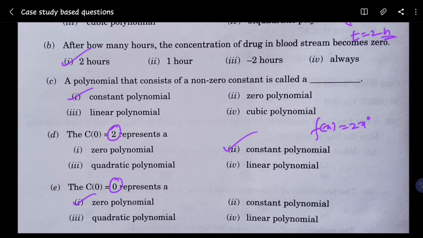But if you take a zero polynomial, I can take it as f of x equals to 0 into x power 0. I can also take it as 0 into x squared, 0 into x power 10, 0 into x power 12. So all these are zero polynomials only, but with different degrees, different powers. So there is no fixed power for a zero polynomial. That is why the degree of a zero polynomial cannot be defined.